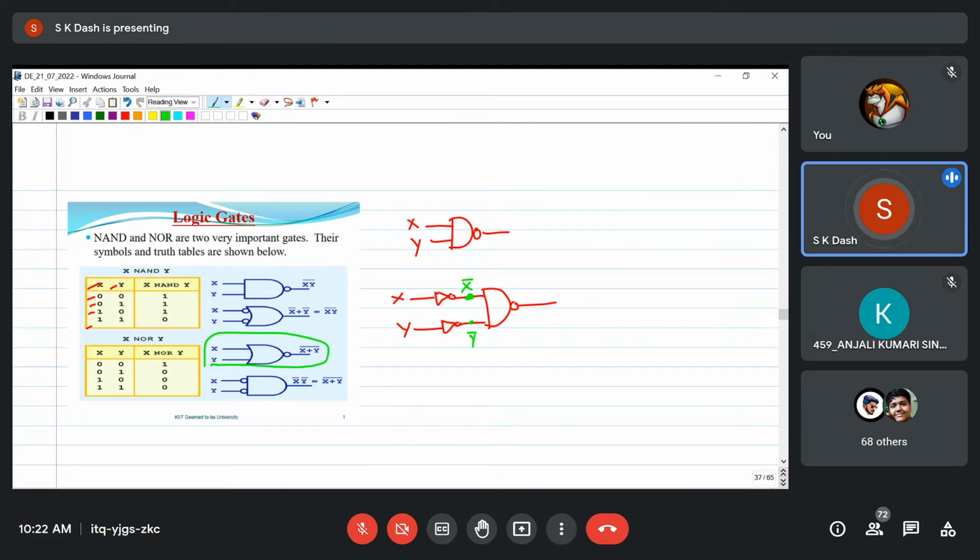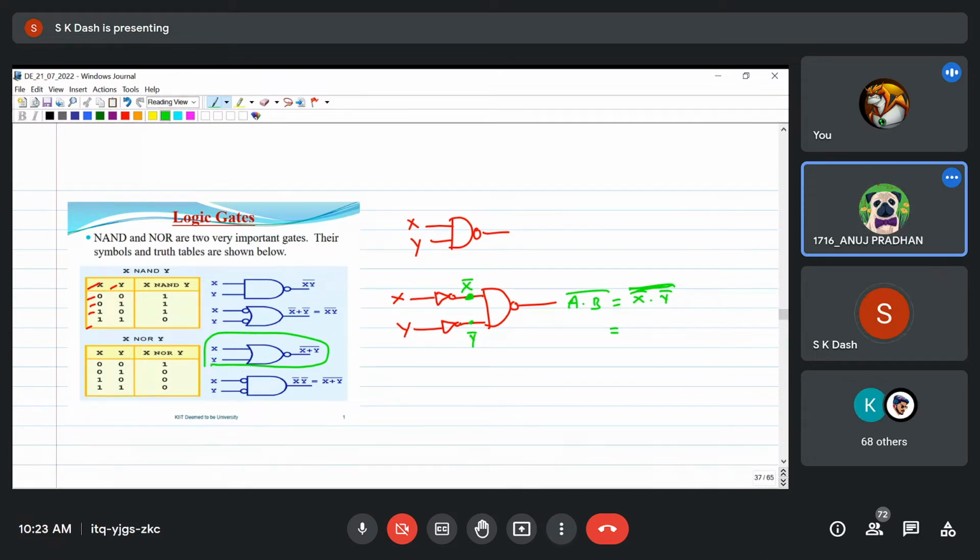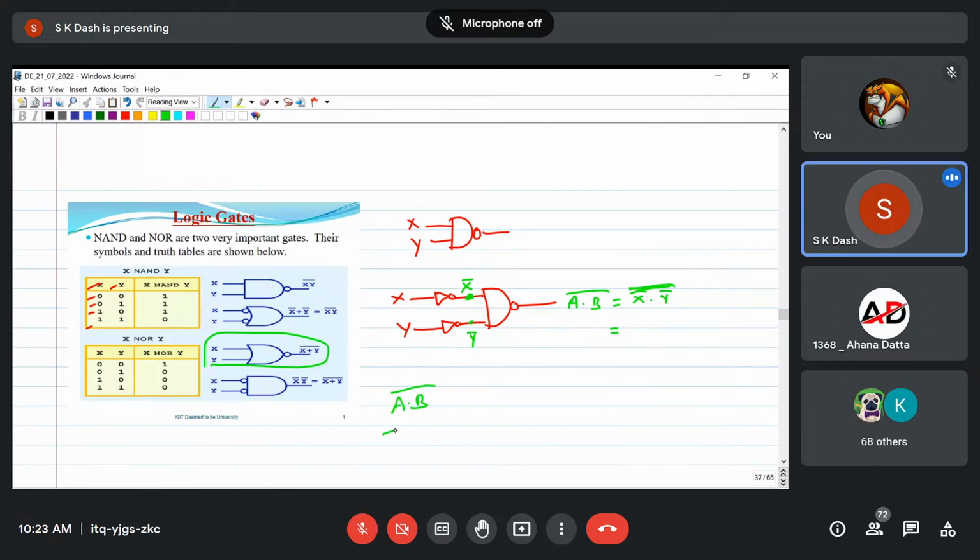What is the NAND gate output for two inputs? Suppose the inputs are A and B, then A dot B whole bar. Now in place of A, X bar is there. In place of B, Y bar is there. So this is the whole complement. Do you remember De Morgan's theorem? A dot B whole bar is equal to A complement plus B complement.